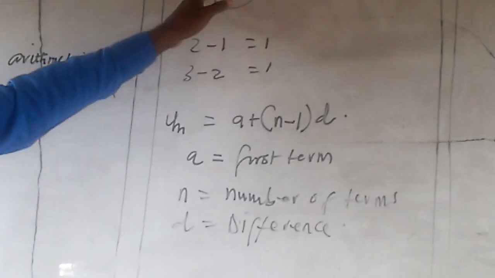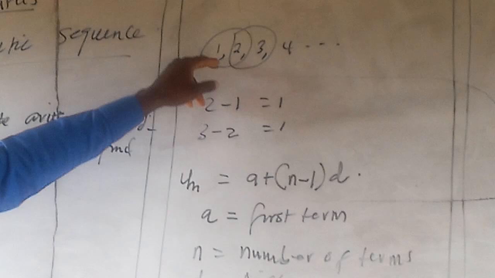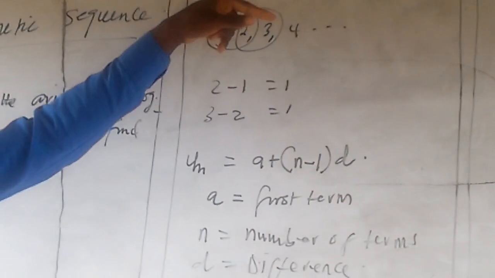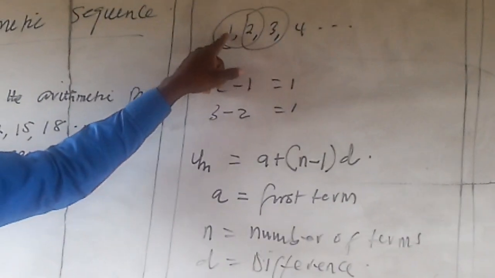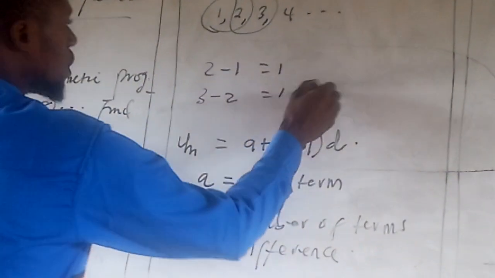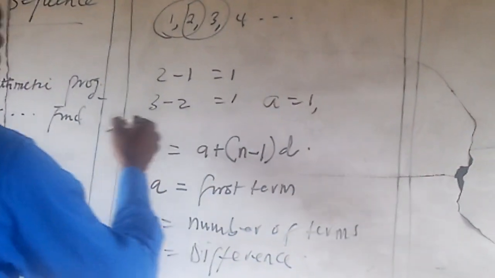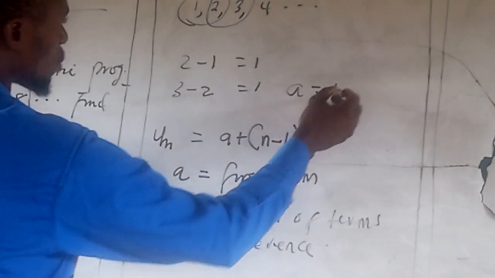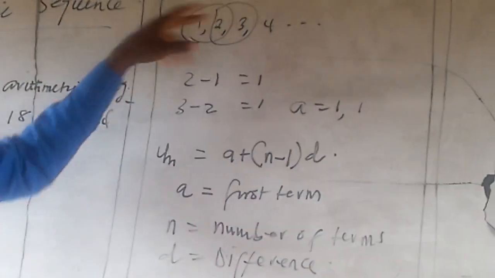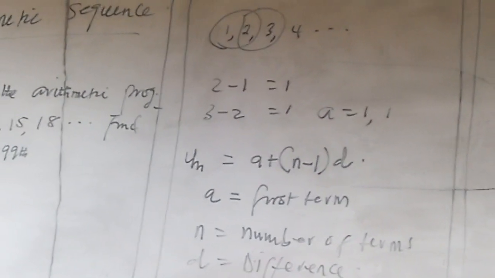And in this case, if you now consider our sequence to be 1, 2, 3, and 4, and the rest of them, our first term will be a. If you consider this sequence, our a here will be 1, and then the difference will also be 1, of course, because the difference that exists between these numbers is 1.